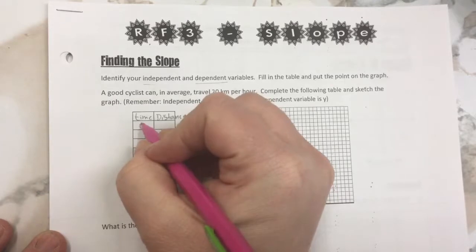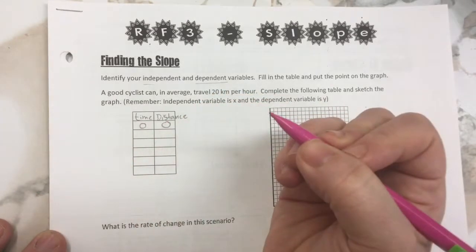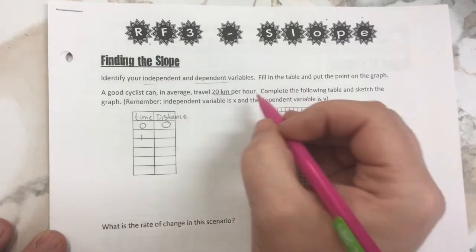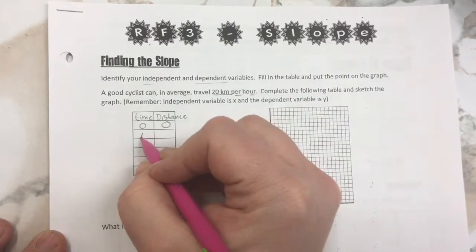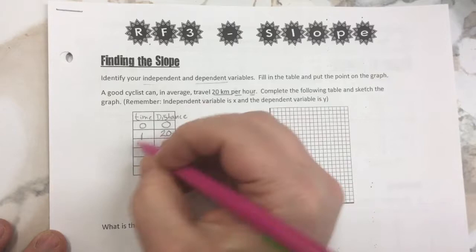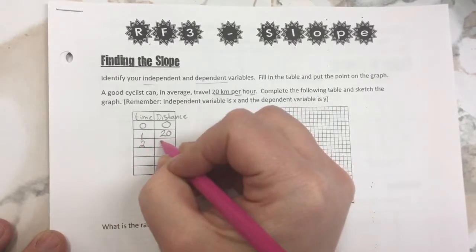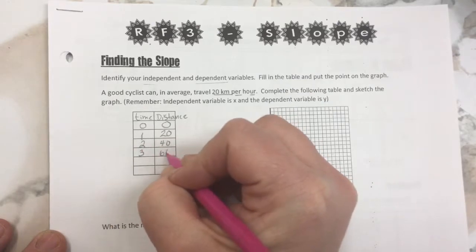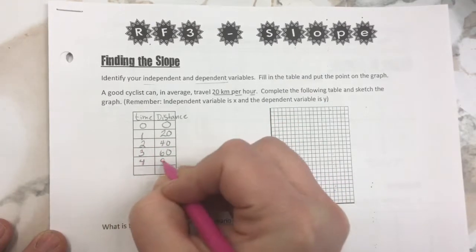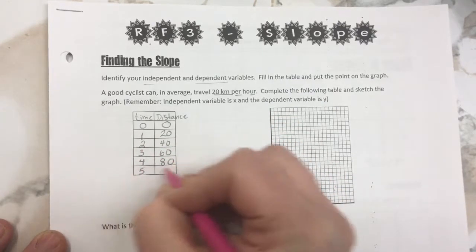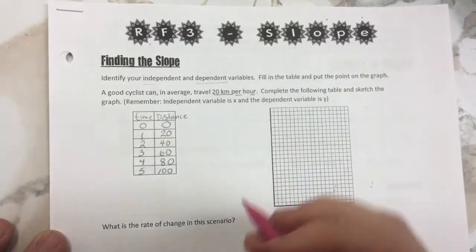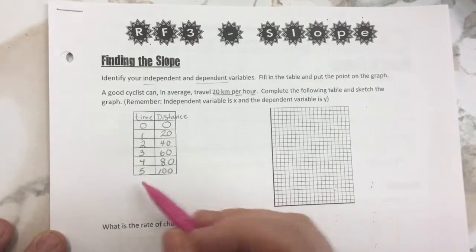So at time 0, you actually went 0 kilometers. After 1 hour, this says you went 20 kilometers per hour. So after 1 hour, you went 20 kilometers. After 2, you went 40. After 3, you went 60. After 4, you went 80. After 5, you went 100, and it would actually keep going if the table didn't stop going.